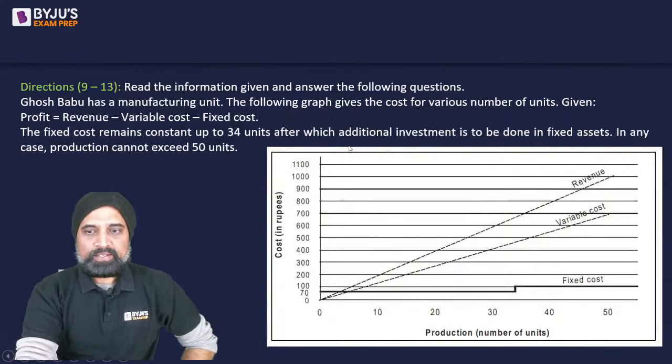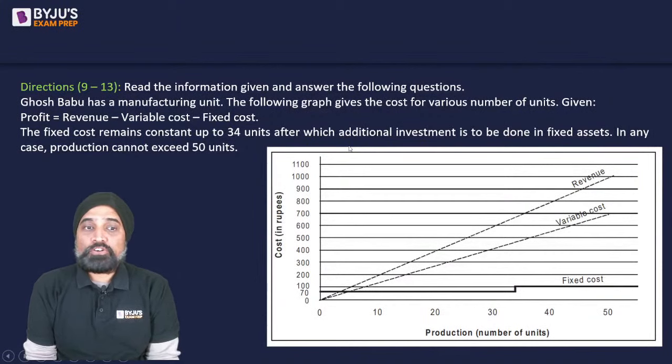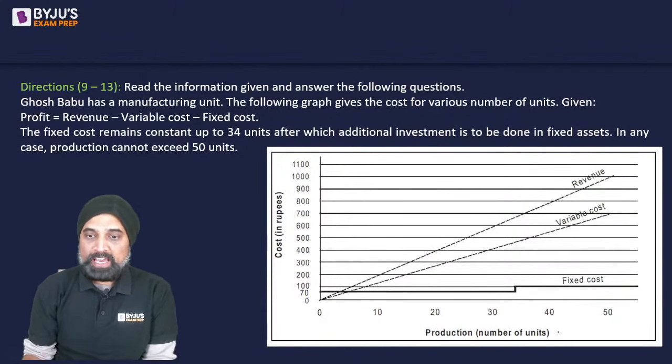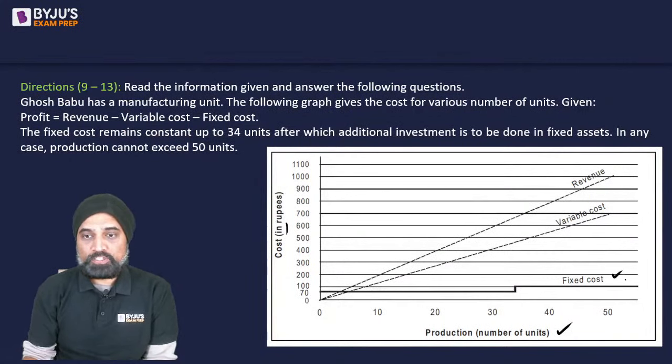Let's go. Next one. Read the information given and answer the following questions. Ghosh Babu has a manufacturing unit. The following graph gives the cost for various number of units. So we have the production, these are the number of units, and this is cost, which is divided into fixed cost. If you look at the darkened, the bold line, it is a fixed cost.